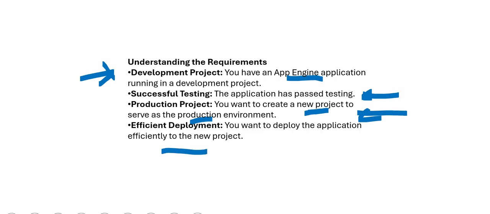First thing, you create a production project. Second, the application that you created, now you have to move it here. There are two activities. First, create the project, then move the application. Create the project, move the application.